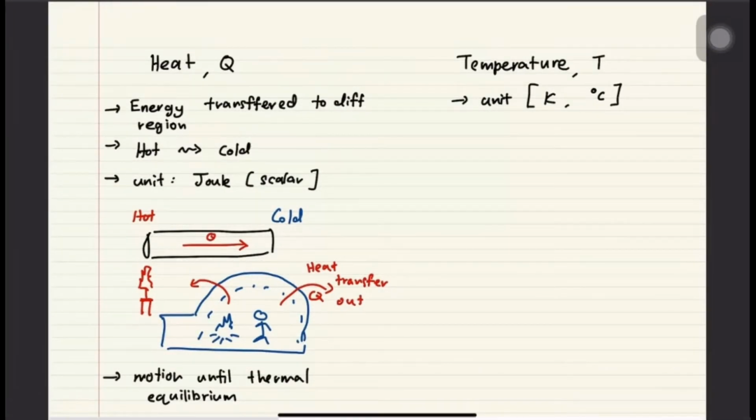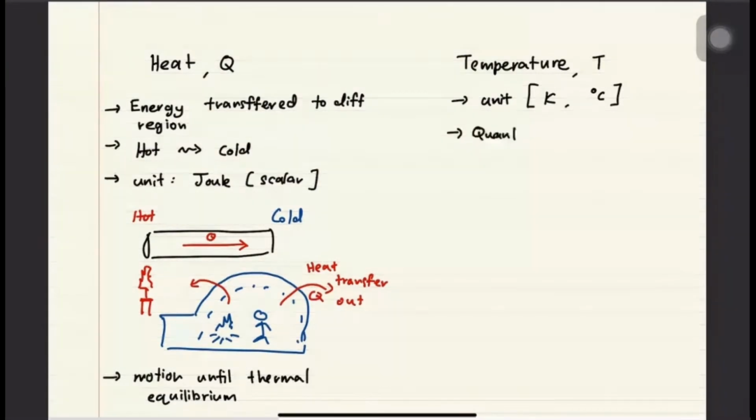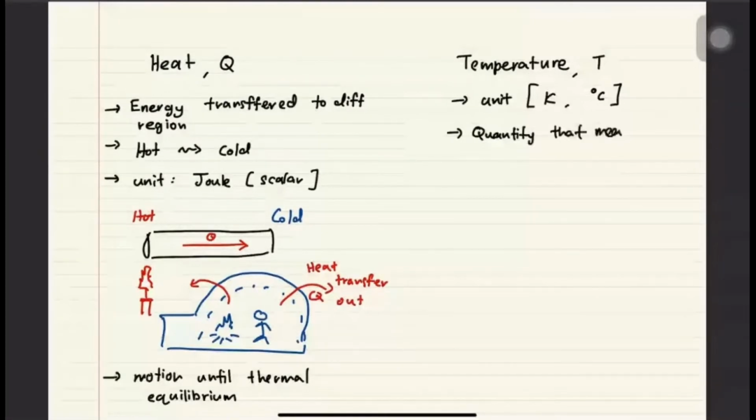So maksudnya temperature ni melambangkan kepanasan suatu tempat. Heat tadi tu adalah pergerakan tenaga. Okay, so jangan confuse lah between heat dengan temperature. So satu tu simbol the Q, satu tu simbol T. The Q is in energy, so the T would be in Kelvin or Celsius. It's a quantity that measure hotness. Okay, so final question.